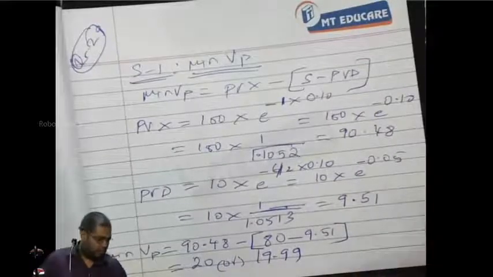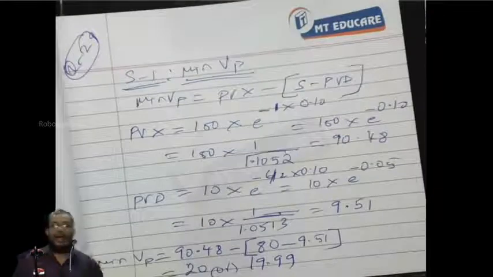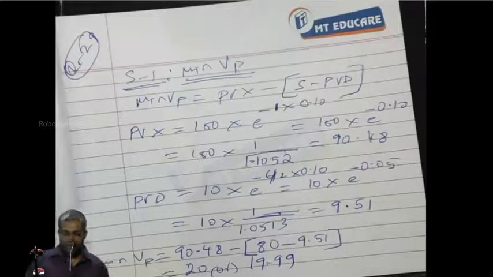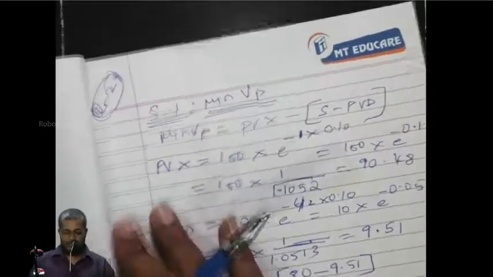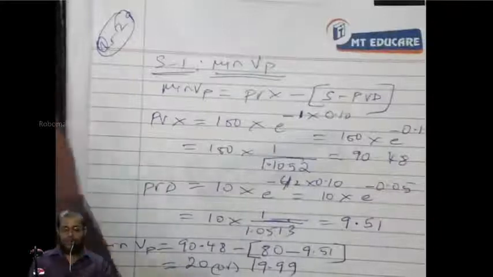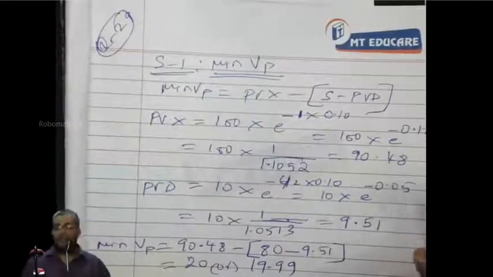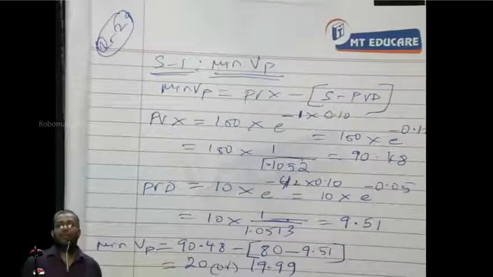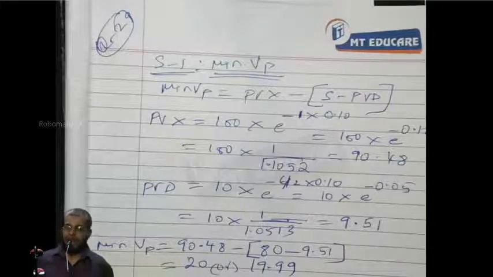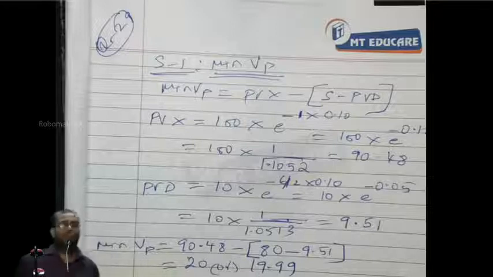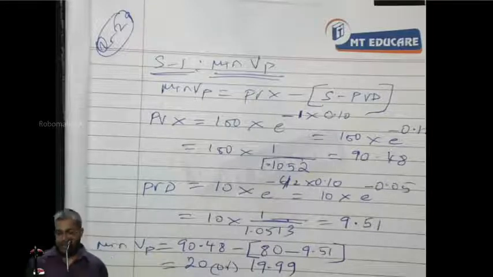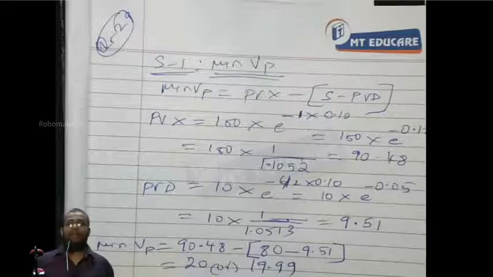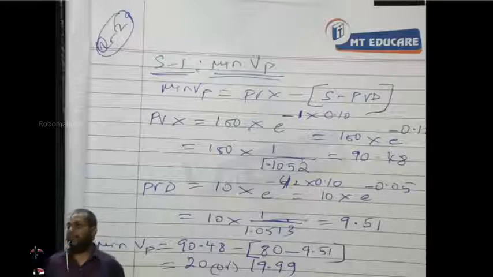Step 2. Identification of arbitrage. The put option is minimum worth 19.99, but trading at 15. Minimum worth 19.99, but trading at 15.